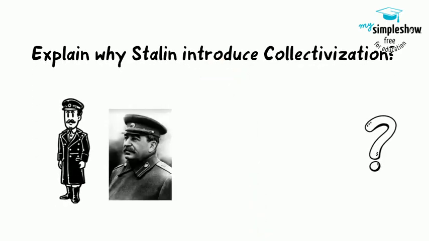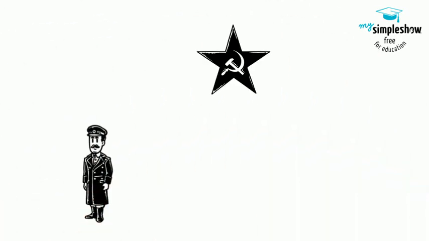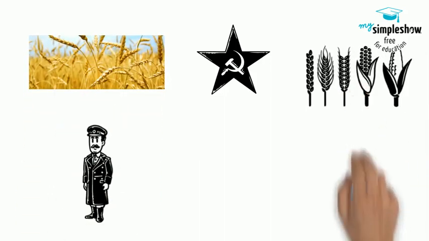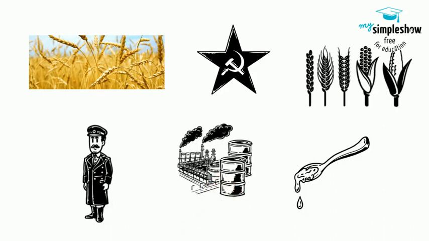Explain why Stalin introduced collectivization? Stalin's communist regime believed that collectivization would increase agricultural output, of grains in particular, to feed the widening labor force of industrialization.